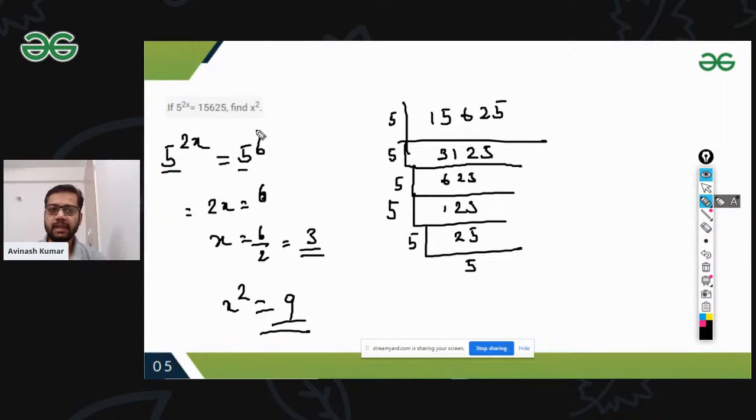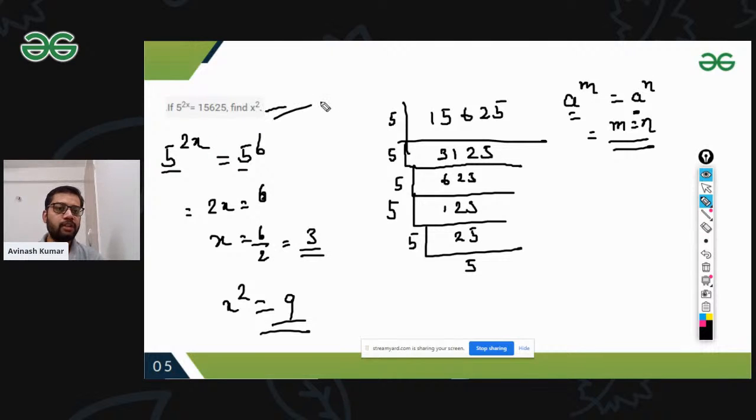Base is same, comparing the power. I have mentioned these things now: a to the power m is equal to a to the power n. In that case, m is equal to n. Simple. Base is same, so our power could be compared. It will be equated to each other. So 2x is equal to 6, so x is equal to 6 by 2. This will give you 3.